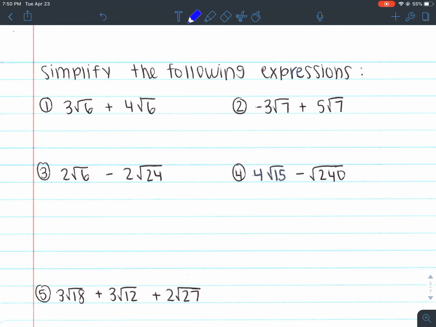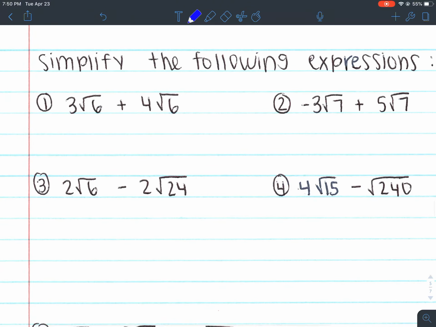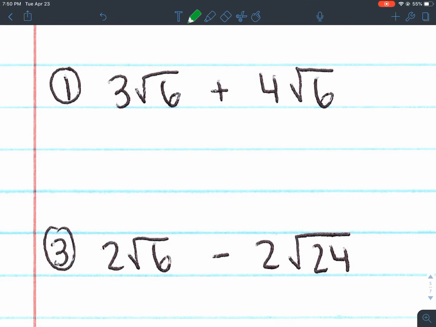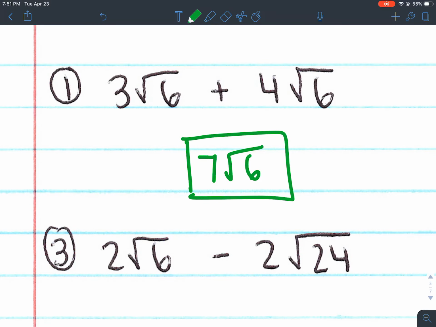Okay. Now we're going to go ahead and add and subtract radicals. So let's do number 1. You always want to check, do I have like radicals? And you do. They both have a 6 on the inside. So you want to make sure the radicals are the same on the inside. And since they are, I can keep going. So I have 3 square root of 6's, and I'm adding 4 square root of 6's. So in total, I have 7 square root of 6's. So 7 square root of 6.